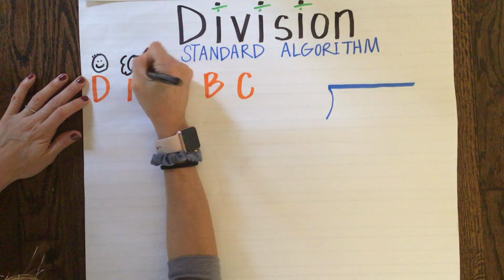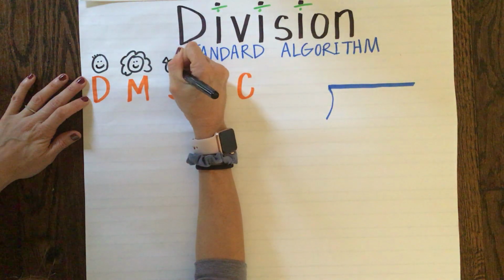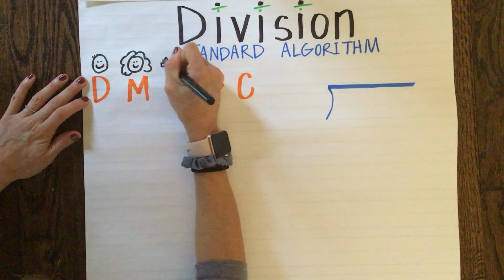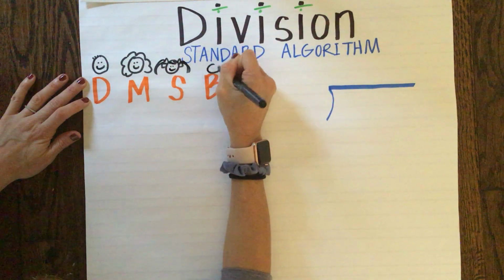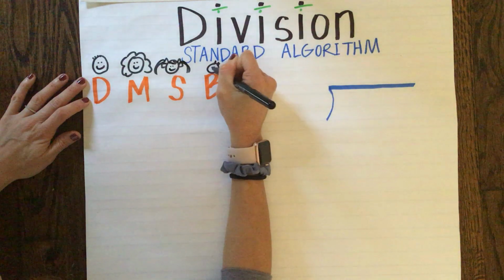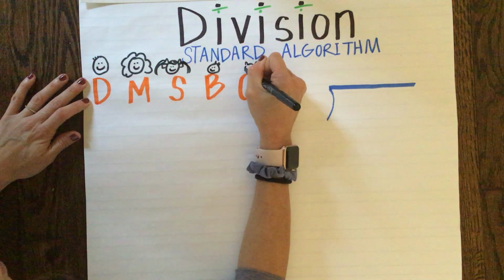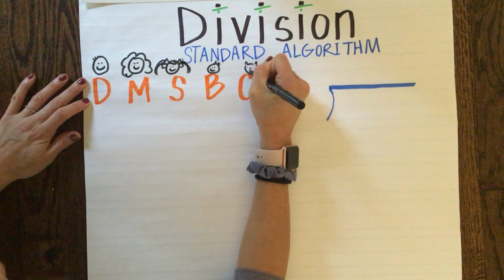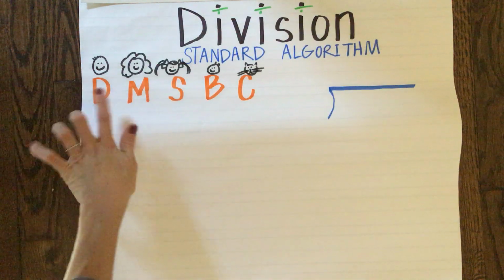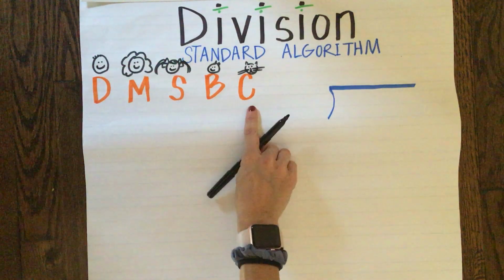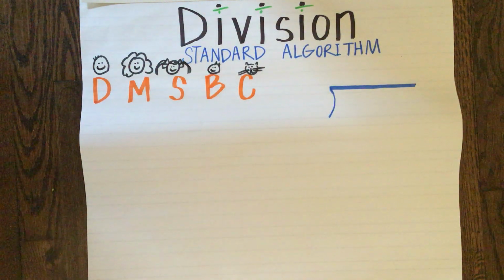mom, sister, brother, and Cleo. Cleo could be a cat or a dog, some kind of pet. Now you're thinking, wait, time out. Is this math class? Yes. Sometimes teachers teach these as a way for you to remember the steps so that when we're solving using the standard algorithm, you don't skip a step.